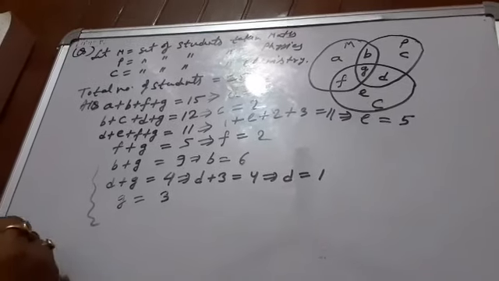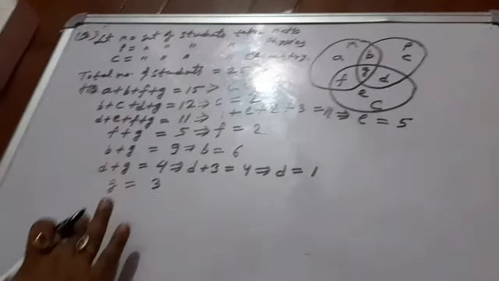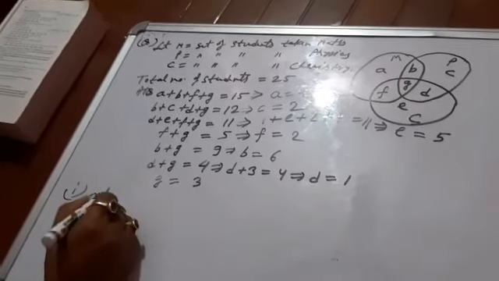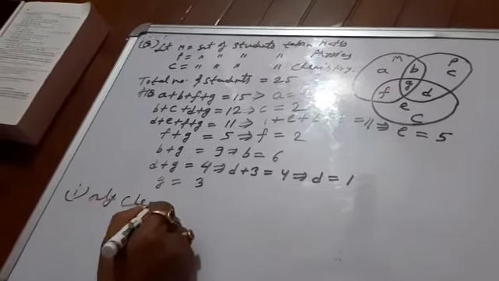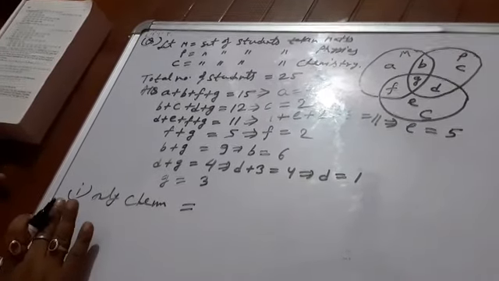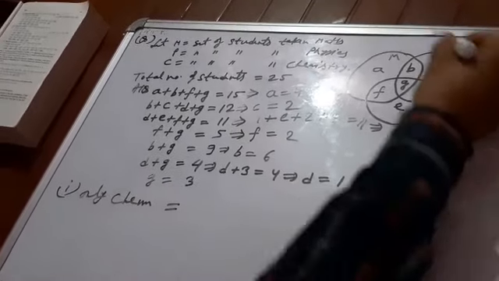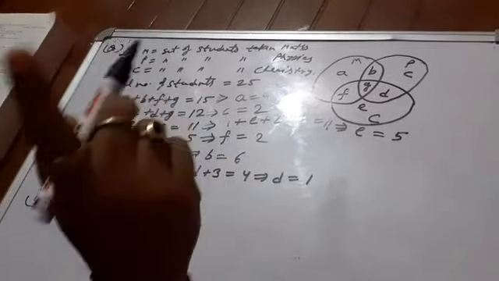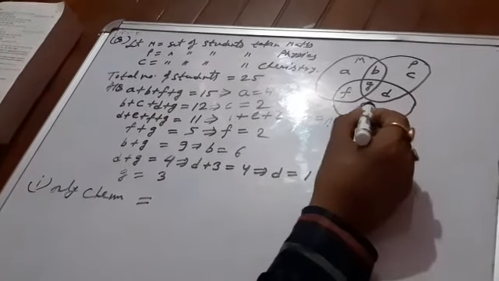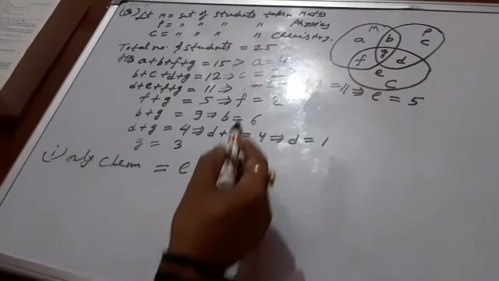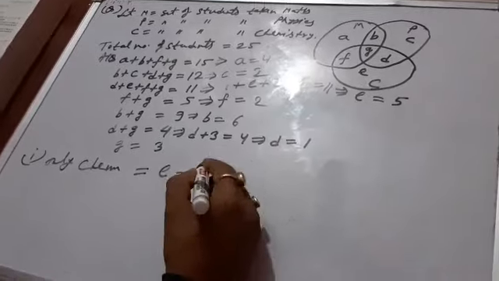Okay, now I'm coming to your original question. First question is here. Only chemistry. You are going to find the number of students that had only chemistry. Let us see which one is the meaning of only chemistry out of this Venn diagram. Only chemistry means just chemistry, the remaining two subjects are not taken. Have you seen? It is E. So only chemistry is E, and you have the value of E here. It is 5. So the only chemistry portion is 5.